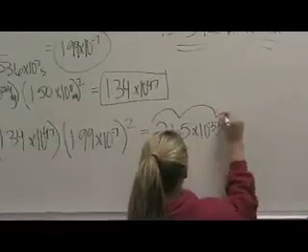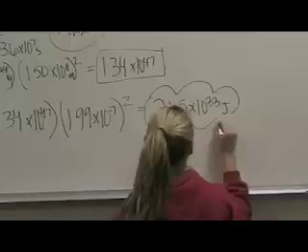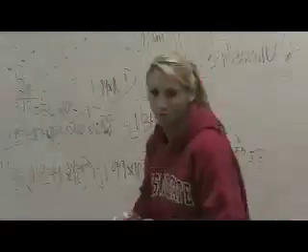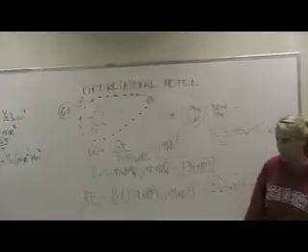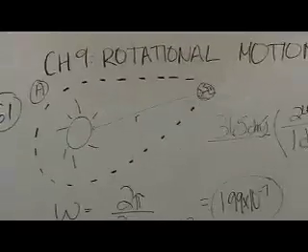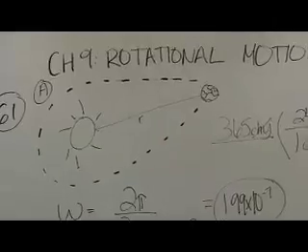So what does that mean? It takes 2.65 times 10 to the 33rd joules of energy to rotate around the sun one time. That's how much energy the Earth uses when it rotates around the sun. Good job.